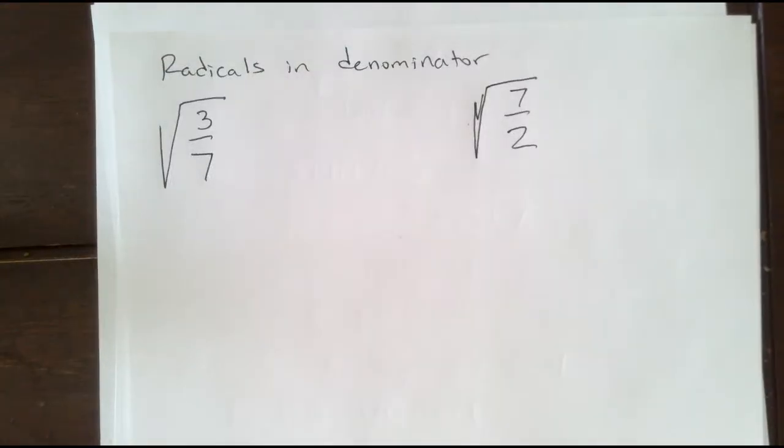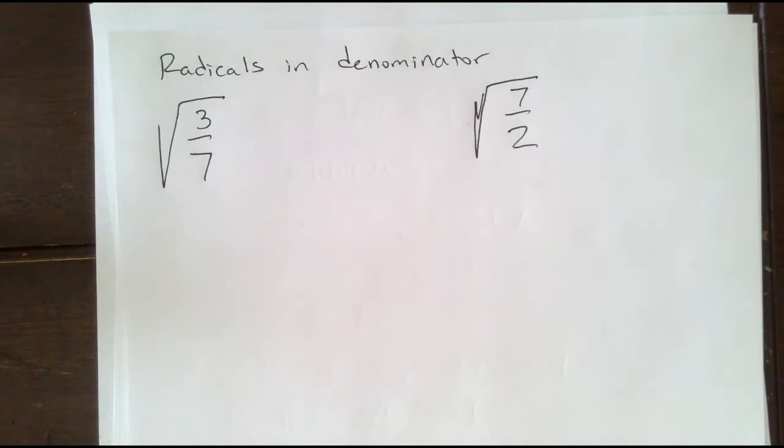Alright, today's lesson is the final lesson in 8.2. It's titled 8.2 Part 3, or Radicals in the Denominator. So today we're going to be dividing using these. So this is the very beginning type of problems you're going to see today.